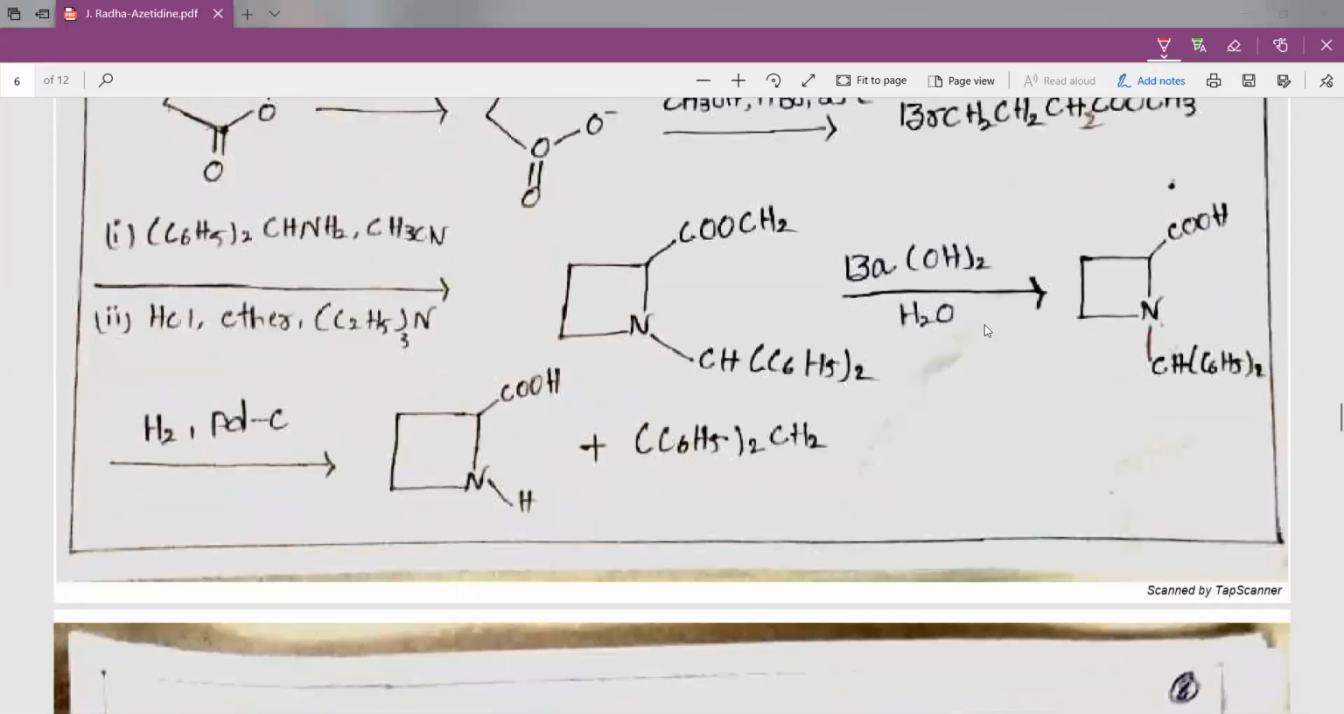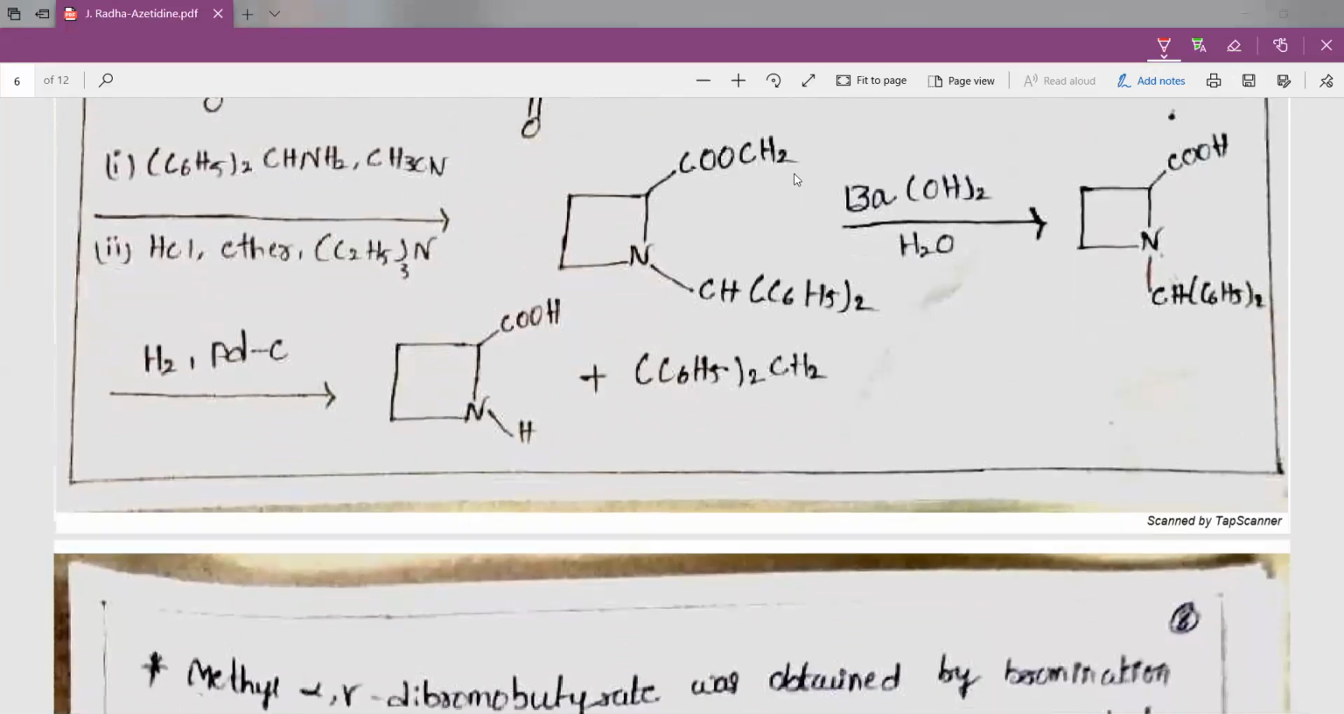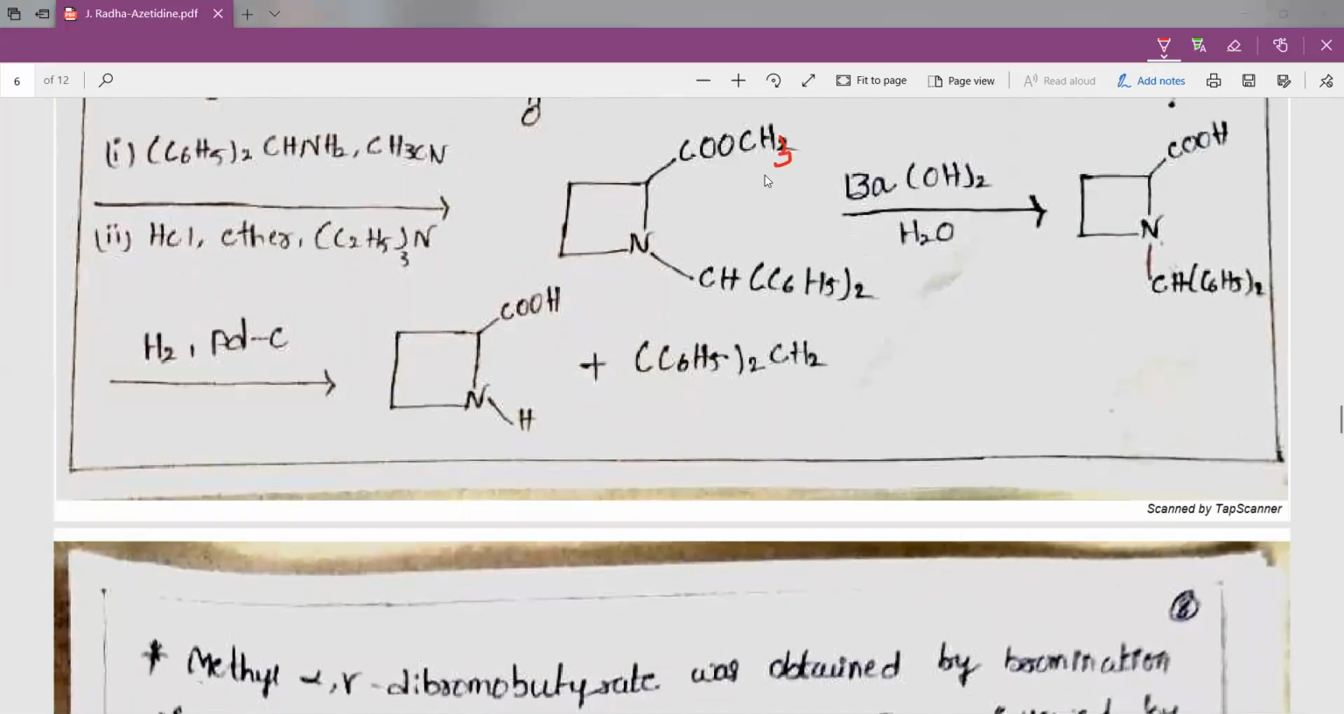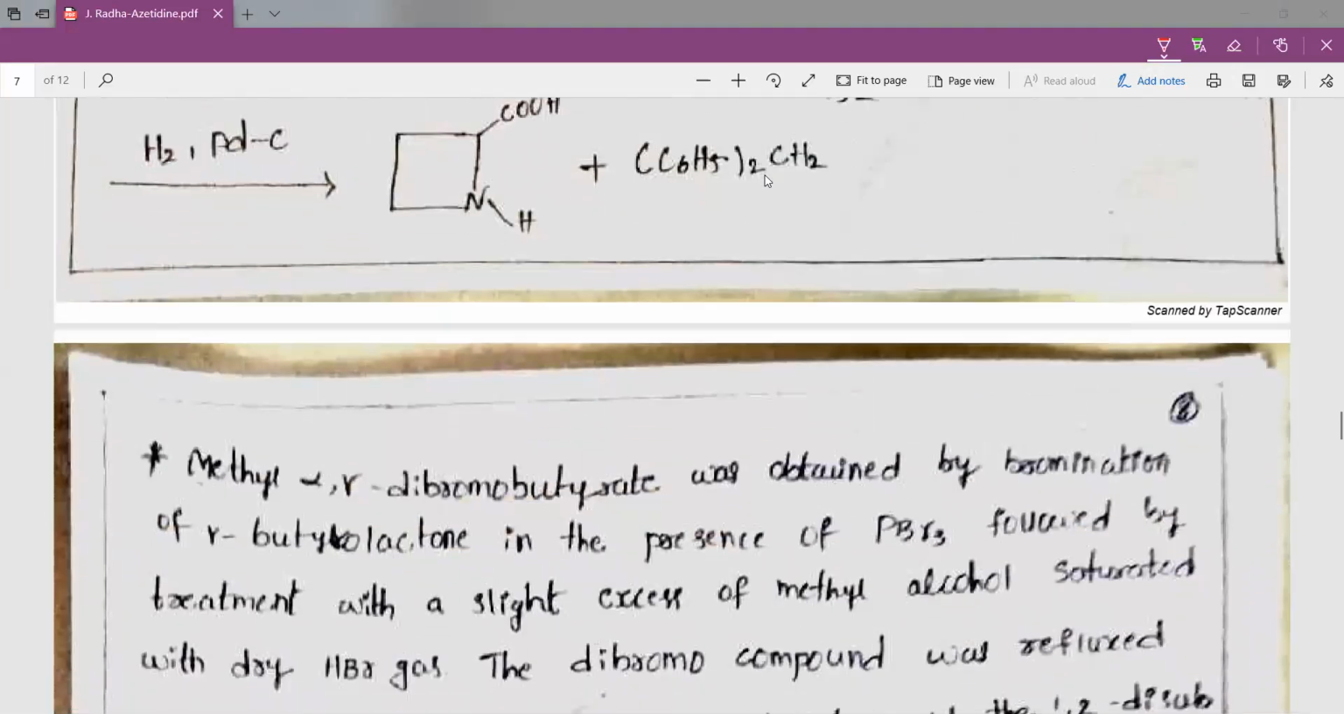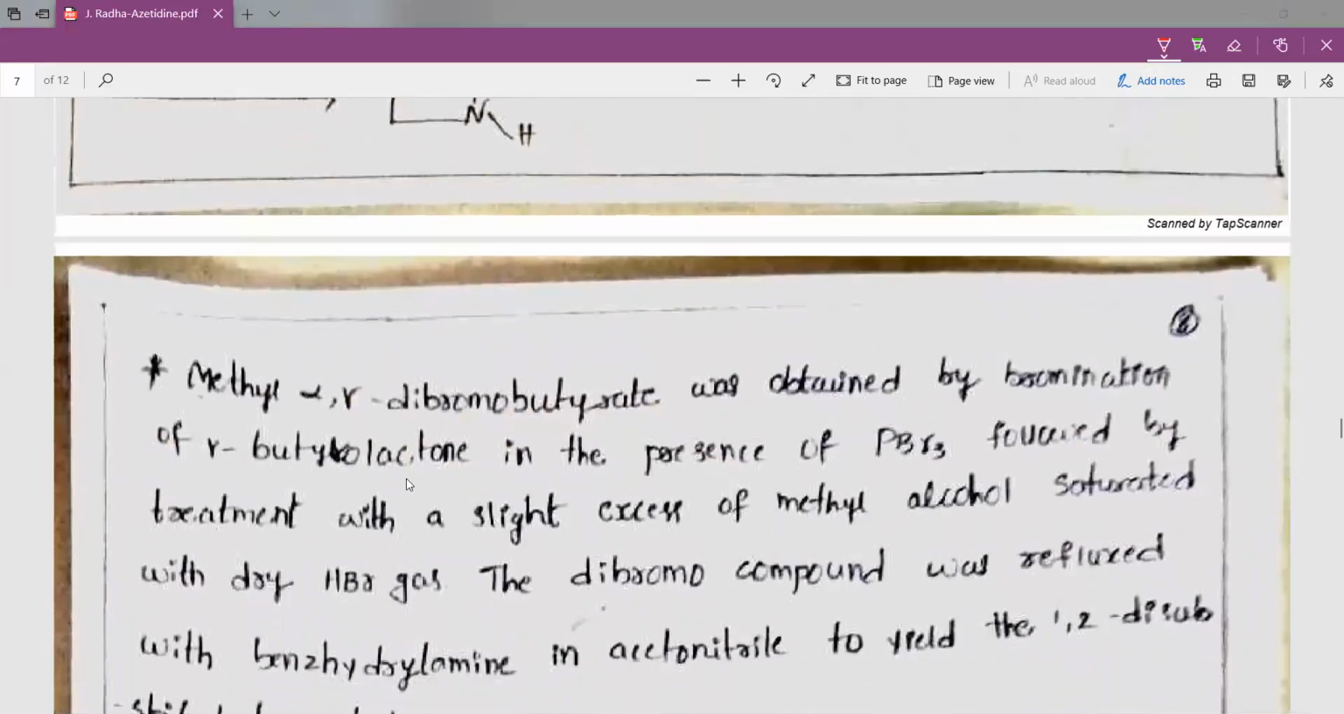Let us see the steps here. This should be CH3. Here we get methyl alpha,gamma-dibromobutyrate. It was obtained by bromination of gamma butyrolactone. Gamma butyrolactone on treatment with PBr3 gives this methyl dibromobutyrate, and this is treated with excess of methyl alcohol.